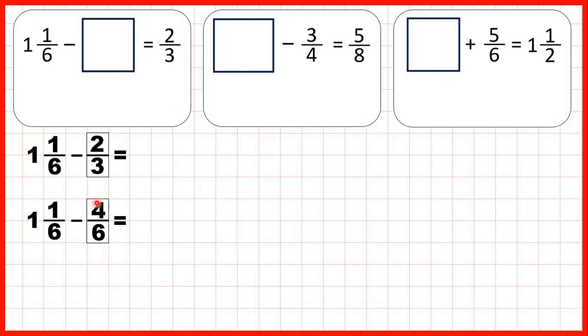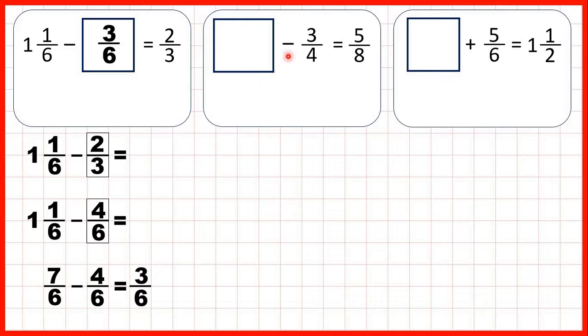But now we need to subtract 4/6, and we only have 1/6 in our mixed number. So we need to change our mixed number to an improper fraction. 1 times 6 is 6 plus 1 is 7. So that's 7/6, and now we can take 4/6 away. The denominator stays the same, and 7 minus 4 is 3. So our missing fraction here is 3/6.